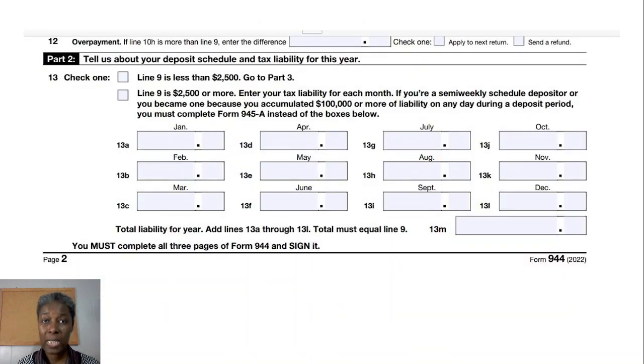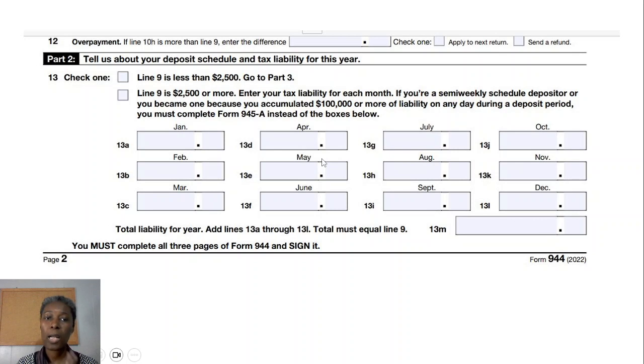If you are a monthly deposit schedule and you are completing Form 944, line 13 has a check box. So if your line 9 of Form 944 is $2,500 or more, you will be asked to break down that line 9 into monthly tax liability. That means you need to track your payroll and payroll liability in a way that you can show your monthly tax liability for the year.